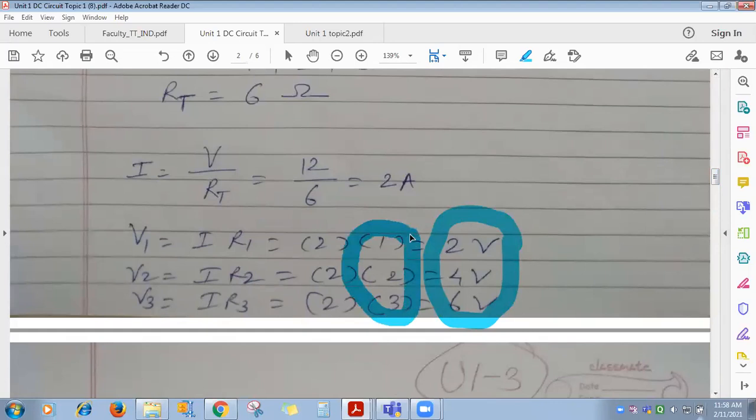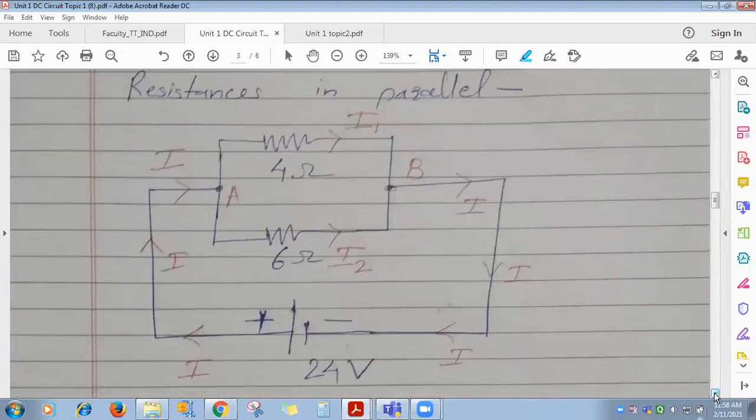resistance. The same current is flowing, so depending on the value of resistance, a voltage drop will be there across each resistance. The more the resistance, the more will be the voltage drop. Okay. Now the next one is resistances connected in parallel.